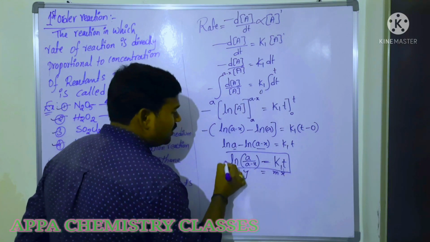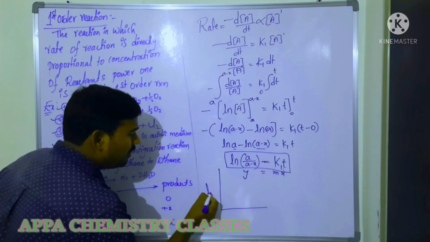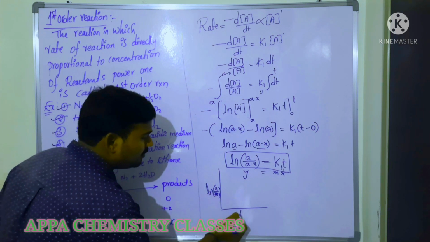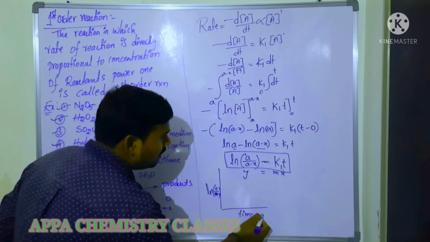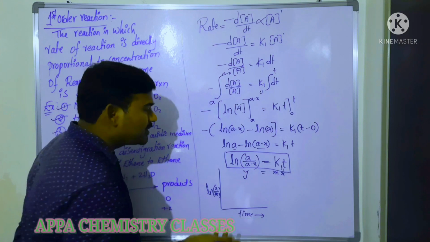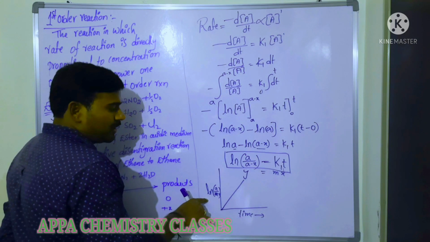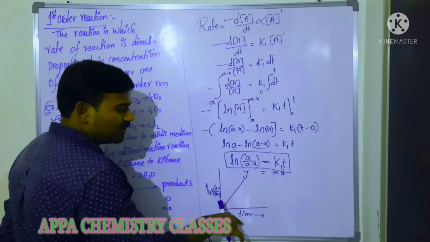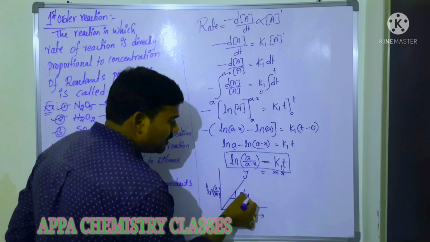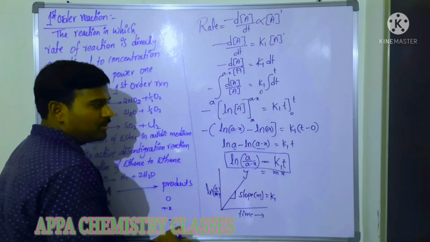This is a very important reaction. Now we are plotting the graph of ln of A by A minus x versus time. What happens? How will it be? On the x-axis we take time, on the y-axis ln of A by A minus x. So y equal to mx, the graph will pass through the origin. When we plot ln of A by A minus x versus time, what is the slope here? Slope m is equal to K1. So it is very important.